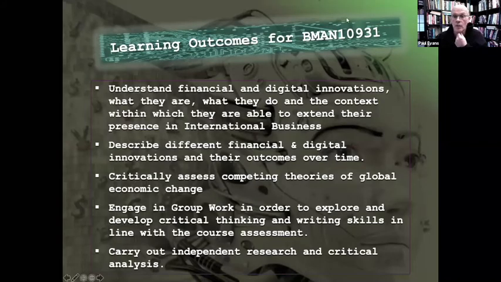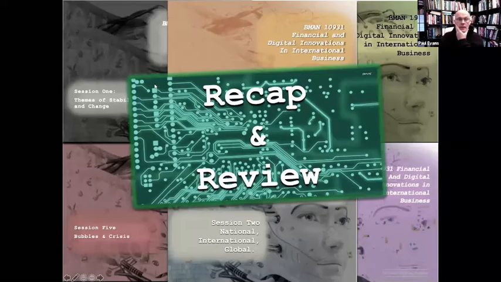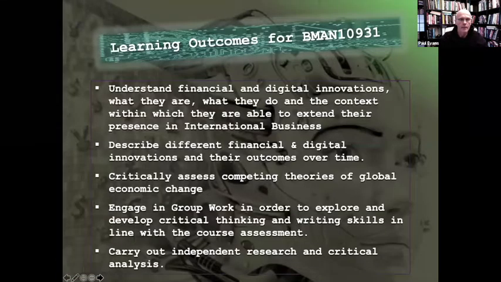First off, I just wanted to share with you what's contained in the course outline, because all of this stuff is contained in the course outline, the program, the detail of the program. And let's get that out of the way so I can actually read my screen. So the learning outcomes for this program is to understand financial and digital innovations.